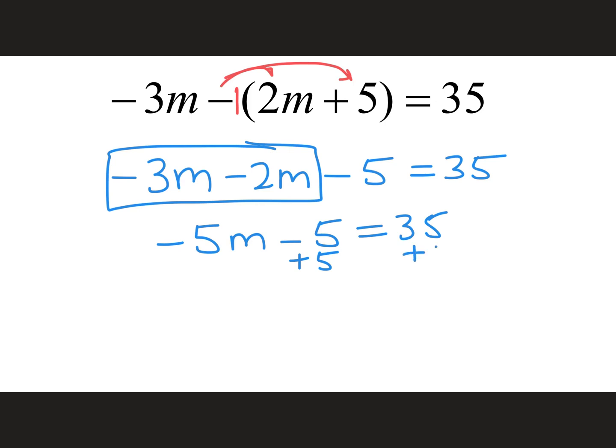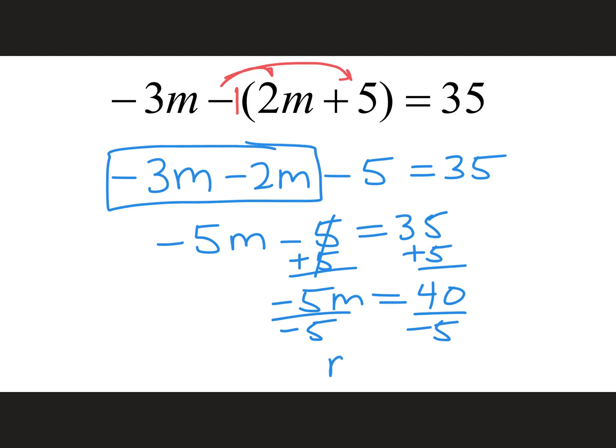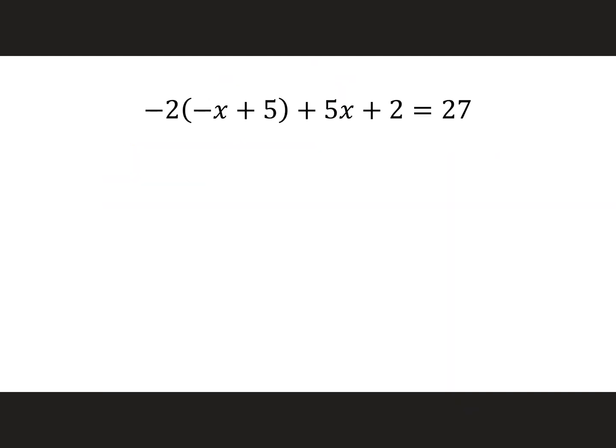We're now at a two-step problem. Negative 5m equals 40. And then divided by negative 5, divided by negative 5. Looks like m is going to equal negative 8. Is that what you got? These are all basically done the same way, so I don't really need to show you too many more examples. Try this on your own. Pause the video. Come back when you're done, and let's see how you did.